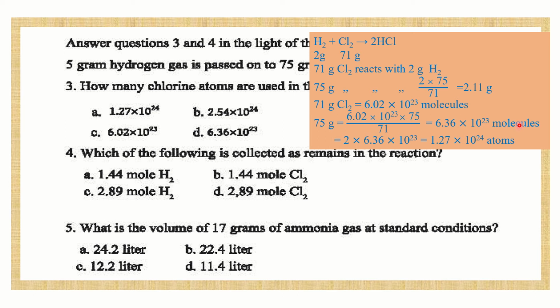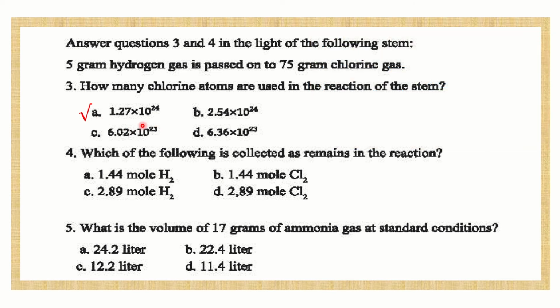But you have to find out the number of atoms. Chlorine, Cl2, is a diatomic molecule. In one molecule of chlorine there are 2 atoms. So in this number of molecules, there are 2 times this. That means it will come to 1.27 into 10 to the power 24 atoms. It will be option A. So the answer is A, 1.27 into 10 to the power 24 atoms.